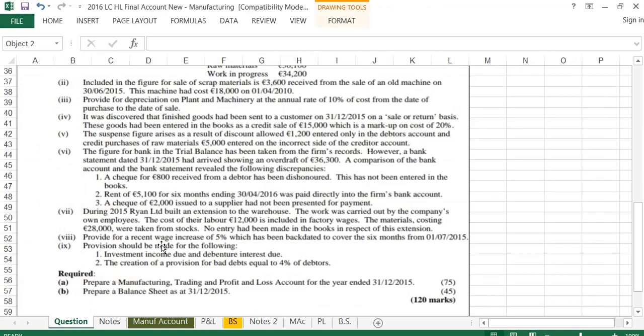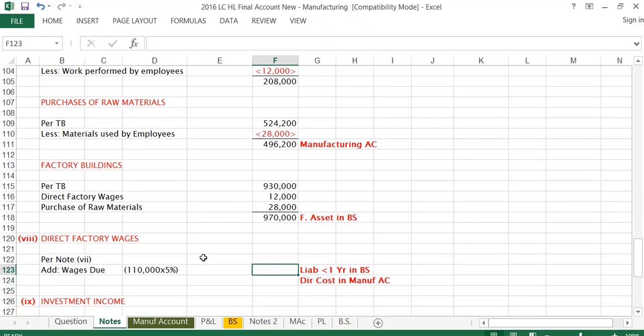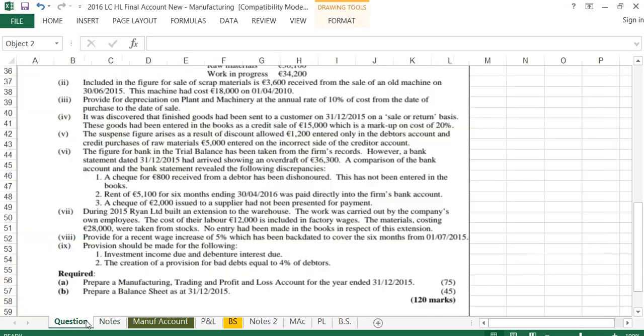Note 8, provide for a recent wage increase of 5%, which has been backdated to cover 6 months from the 1st of the 7th, 2015. So it's a wage increase of 5%, and it's all to do with 2015, for the last 6 months of 2015. So direct factory wages, after changing up above here, my most up-to-date figure is 208,000. I have to add in the wages due. If I go back and look at the note, it says provide for a wage increase of 5%, which has been backdated to cover the first 6 months.